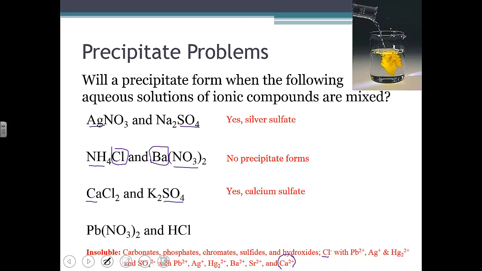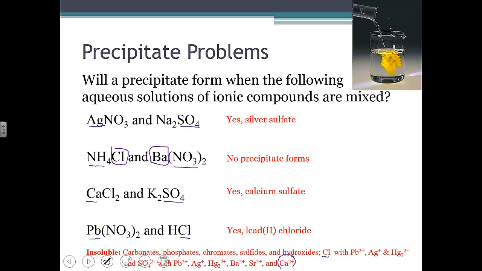And our last example, when lead(II) nitrate reacts with hydrochloric acid, then we would put the Pb with the Cl. So we'd have lead chloride, and if I look for my chlorides, this says that Cl negative with Pb2+ is insoluble. So we should say yes, lead(II) chloride would be insoluble, so that would precipitate out of solution. It would be a solid that would form.